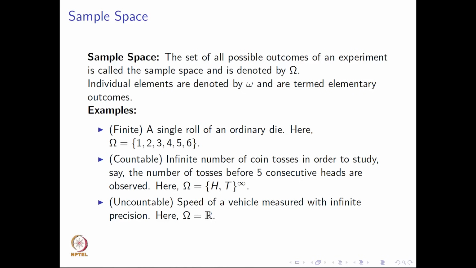In the final example, the experiment consists of measuring the speed of a vehicle with infinite precision. Assuming that the vehicle speeds can be negative, the sample space is clearly the set of real numbers. Here we observe that the sample space can be uncountable.